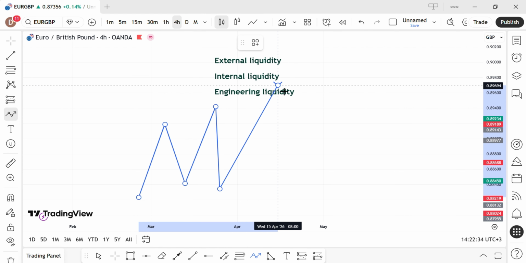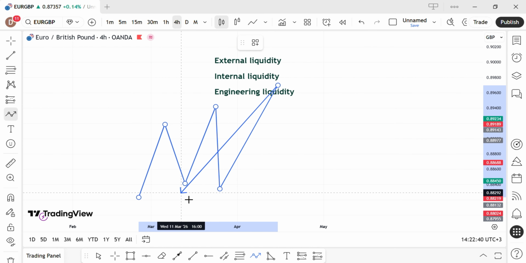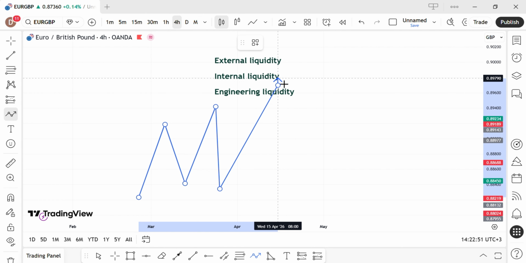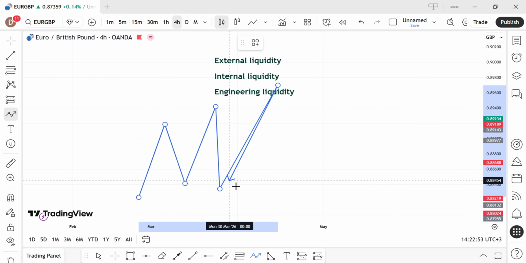I don't know if I'm making sense. If there's no liquidity anywhere here, the market may come and sweep this low, with even a wick or a full candle. I don't know how it will do it, but it may sweep it and then move up.